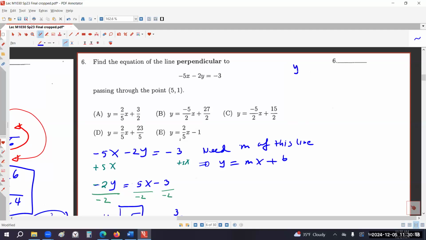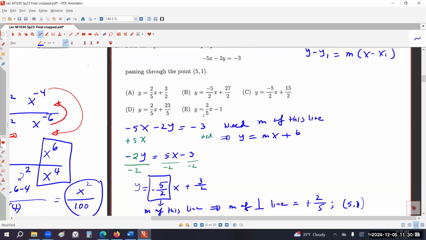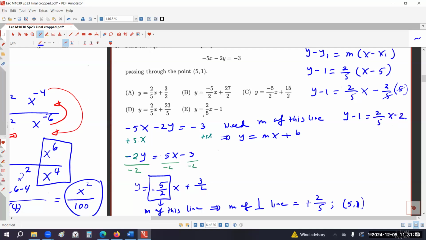So you find the equation. y minus y1 equals slope times x minus x1. y minus 1, slope is 2/5, x minus 5. So y minus 1 equals 2/5 of x minus 2/5 of 5. Now this is much easier. The 5 on the top and 5 on the bottom cancel out. So we have y minus 1 is 2/5 of x minus 2.